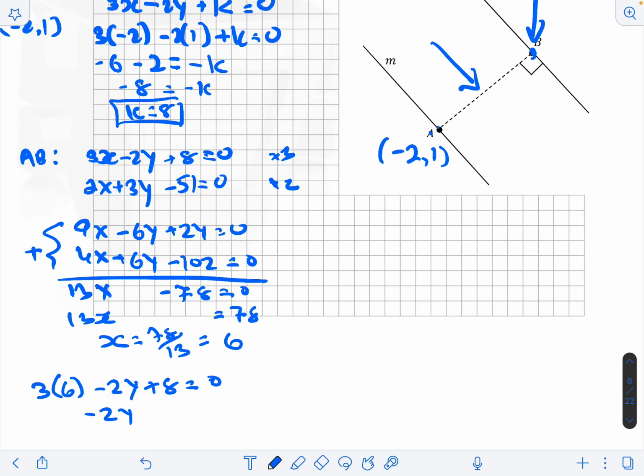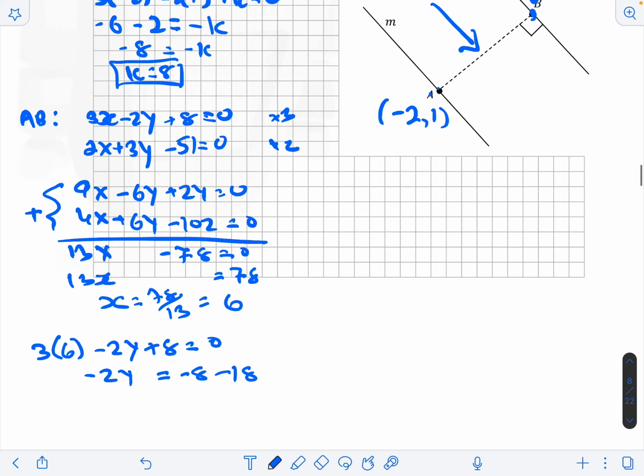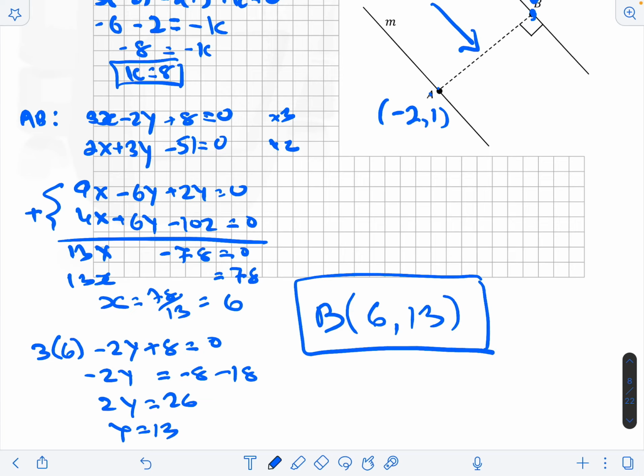Rearrange. Tidy up. I'm just multiplying by minus, first of all, 26, so y equals 13. So my point B is 6 and 13. So we found the point of intersection.